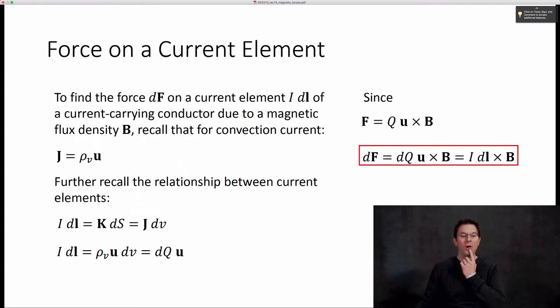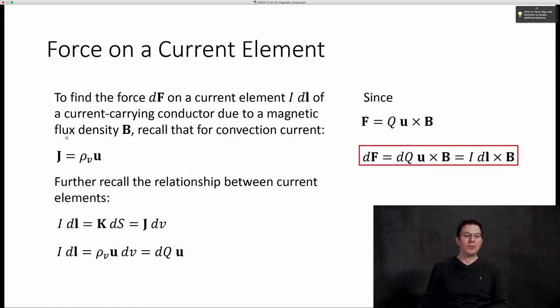So they're going to feel a force due to the magnetic field, or the magnetic flux density B equivalently. First of all, let's remember that for a convection current, we have this expression here: J, the electric current density, is equal to the charge density, rho sub v, times the velocity vector. Let's further recall the relationship between current elements. It turns out that I dL, in other words a line current element, is the same as a surface current K times a differential unit of area dS, and a volume current J times a little differential volume dv. Each of these little current elements has units of amps times meters.